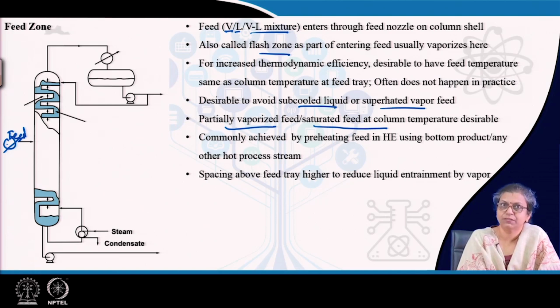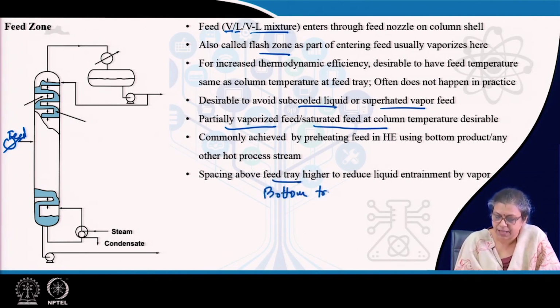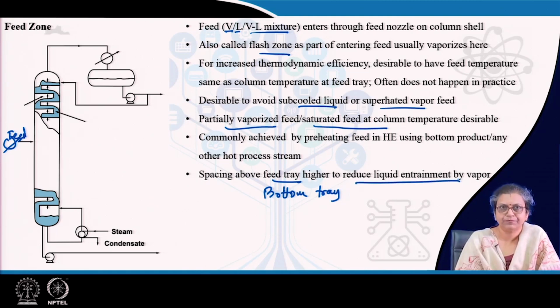One other thing it is important for you to remember is that generally the spacing above the feed tray is higher as compared to the spacing of the other trays. This is something you need to remember when you will be deciding the column height. This also applies to the bottom tray. For both these cases, the feed tray as well as the bottom tray, the spacing is higher as compared to the other trays. This reduces the liquid entrainment by the vapor.